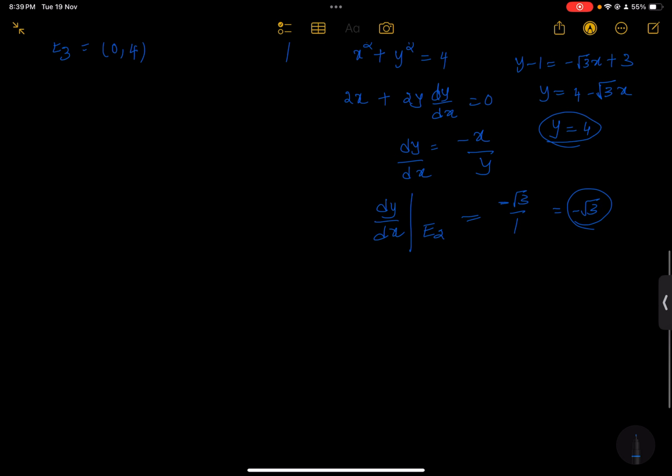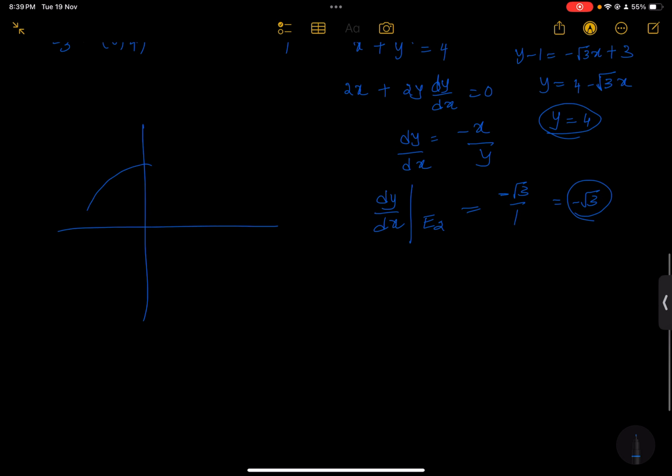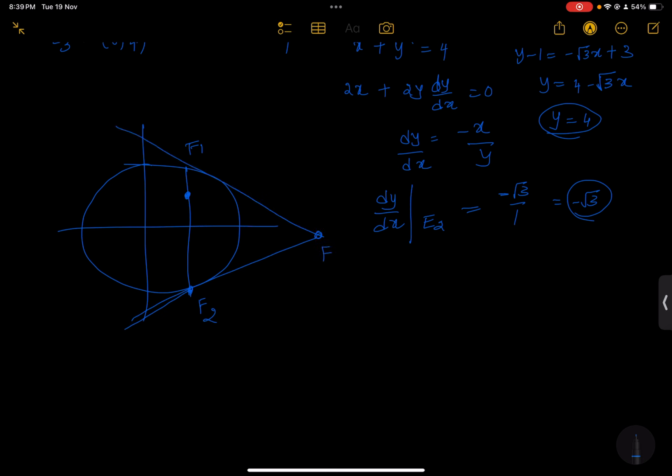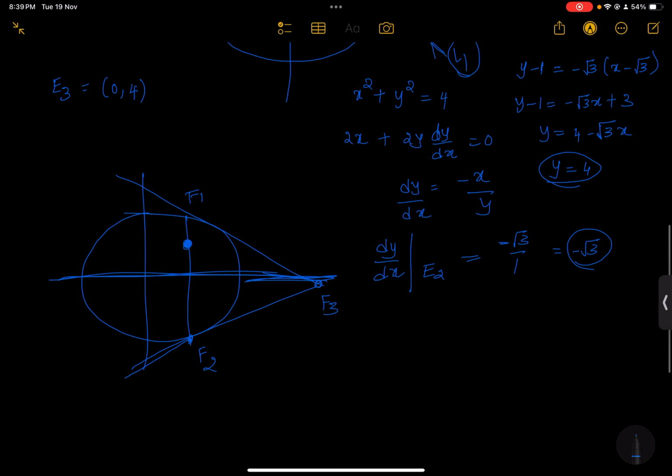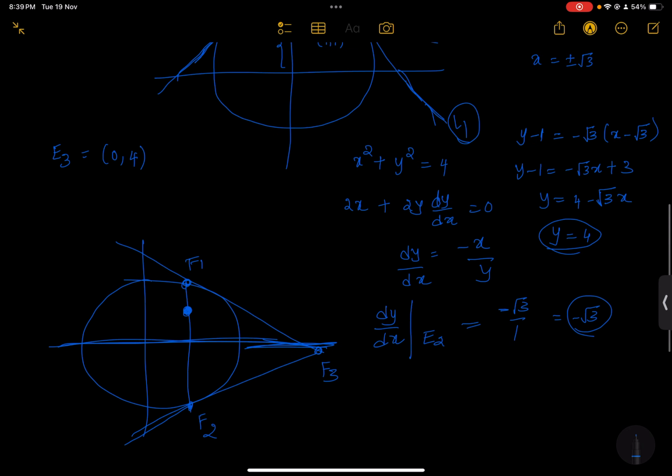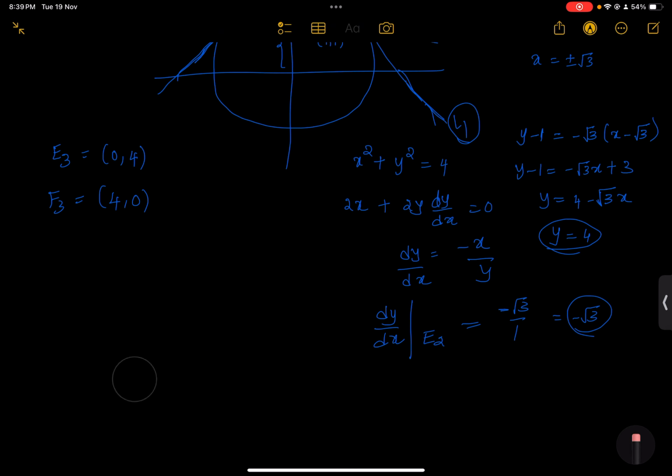Now we have to find out F3 also. You have a circle here, there are points F1, F2. Tangents are drawn here and this point is F3. There is a perfect symmetry here, so you have to follow the same steps, and when you solve it, your F3 will be 4 comma 0.